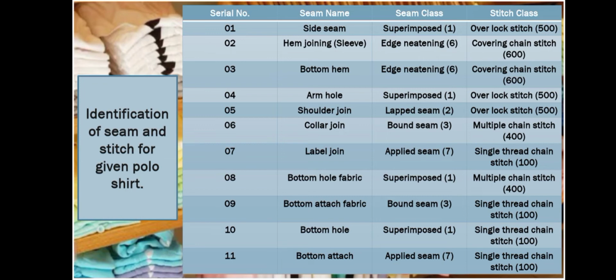thread chain stitch. Bottom hem: seam class is 1, that means superimposed, and stitch class is 100, that means single thread chain stitch. Bottom attached: seam class is 7, that means applied seam, and stitch class is 100, that means single thread chain stitch.